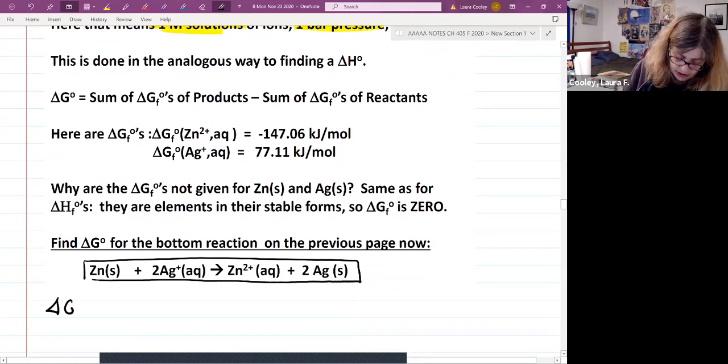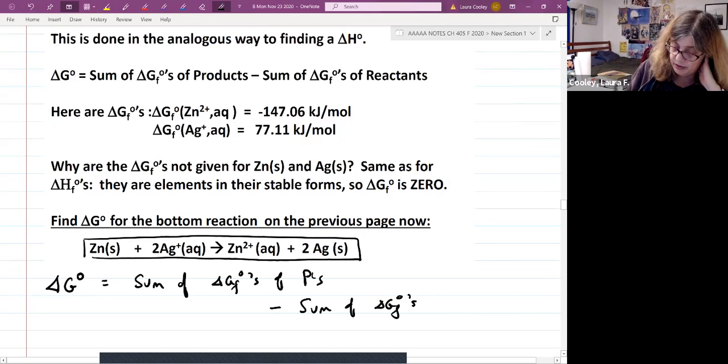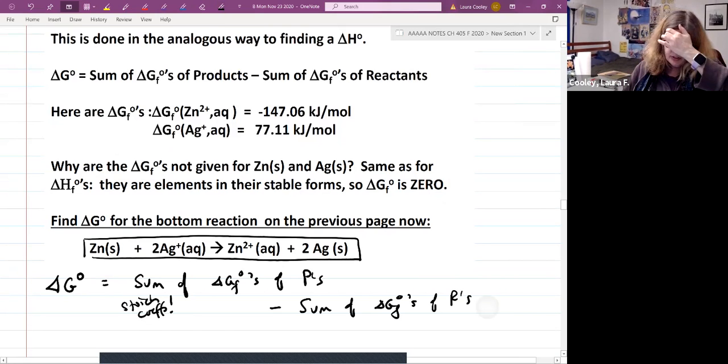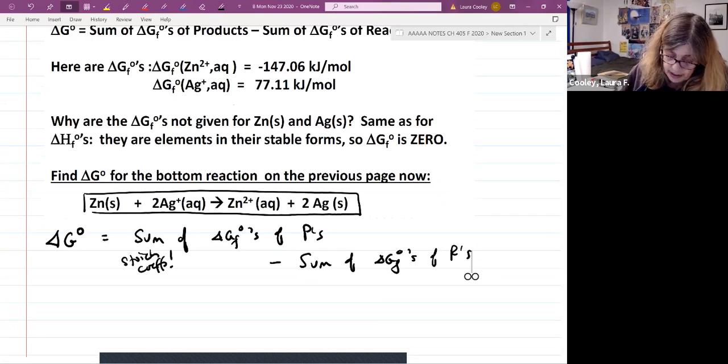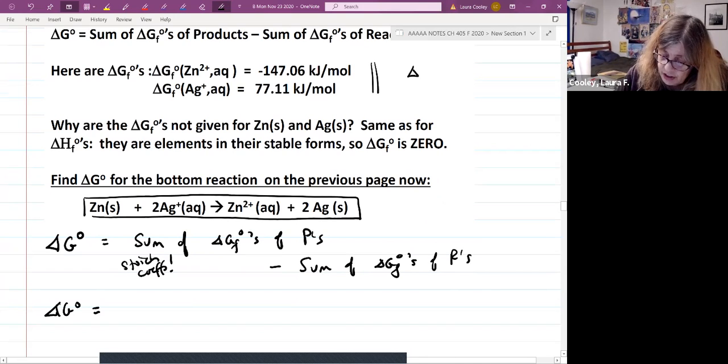And the way you find a delta G zero is a lot like the way you find a delta H zero, right? It's the sum of the delta G F zeros of the products minus the sum of the delta G F zeros of the reactants. And don't forget the stoichiometric coefficients have to be multiplied by each of those delta G F zeros, just like with delta H's. So here, you'll notice that I didn't give you delta GF zero of zinc solid because it's 0.